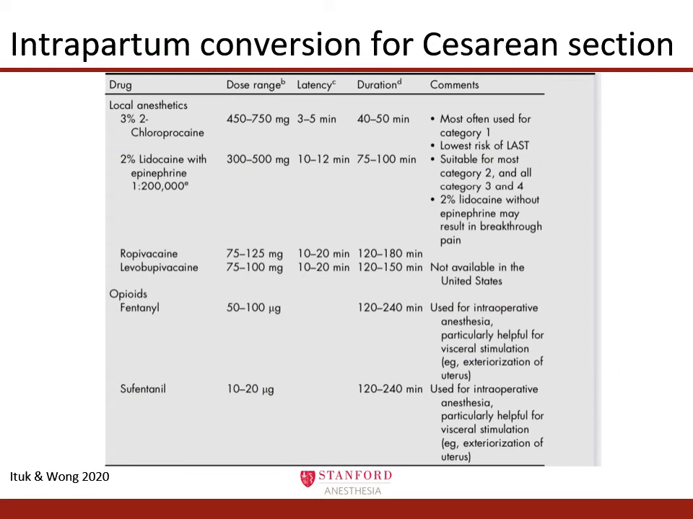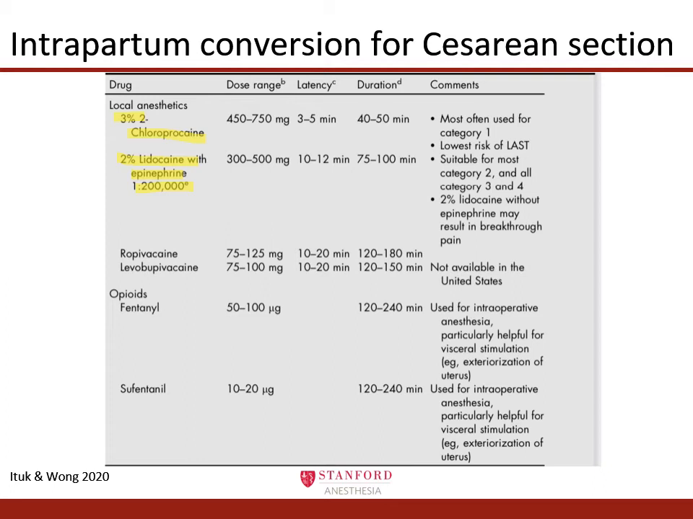On occasion, we have to convert an epidural from labor analgesia to surgical anesthesia for intrapartum cesarean section. Now, it's important to do this as safely and as quickly as possible, achieving a T4 sensory level to pinprick for surgical anesthesia. Generally speaking, 15 to 20 cc's injected into a mid-lumbar catheter will achieve this. The most common local anesthetics for this include 3% 2-chloroprocaine and 2% lidocaine with epinephrine.